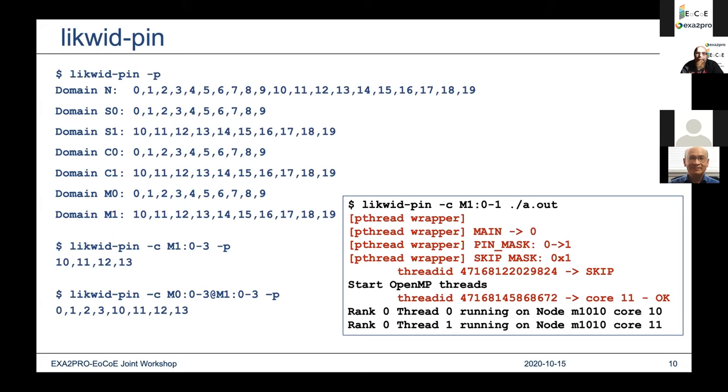When you run it, it basically looks like this. We start a wrapper around thread creation, and that's the red color printing. It tells us that the main thread will be pinned to 0. So thread 0 in this case, and the other one to 1. And here we also see we pin the core to 11, and then in the end we are running on the cores 10 and 11. That's exactly the first two cores of memory domain 1. As we said, LIKWID should do it.